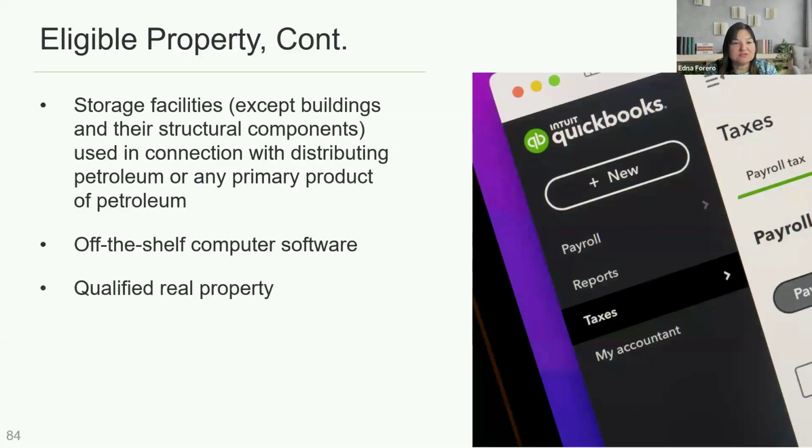They could also be storage facilities, as long as they're not the buildings and the structural components themselves used to distribute petroleum or other primary products. We talked about natural minerals being depleted, so there are some special rules there for that. Any off-the-shelf computer software, that's going to be the software you purchase right at the store, not anything that's custom made for your business. And qualified real property as well.